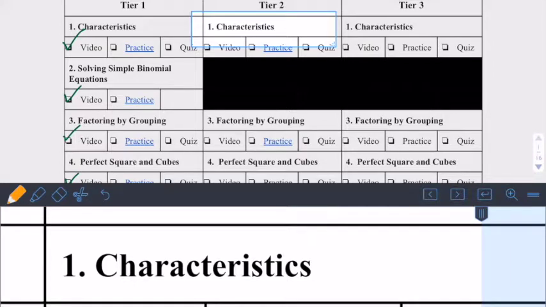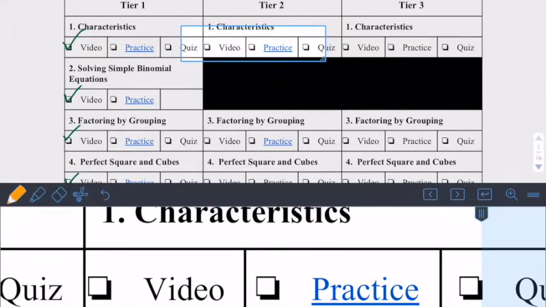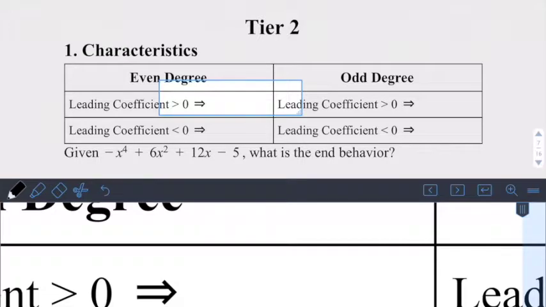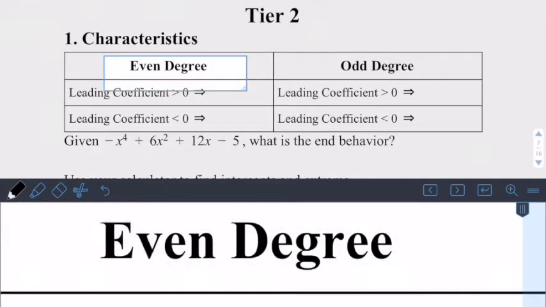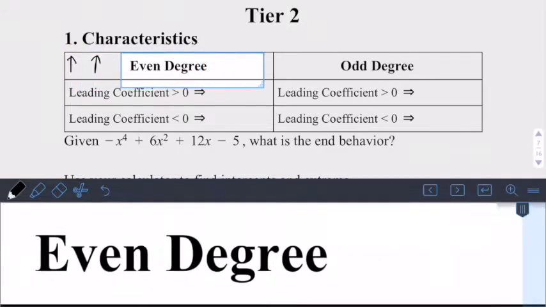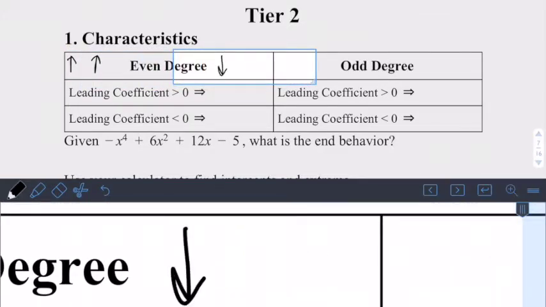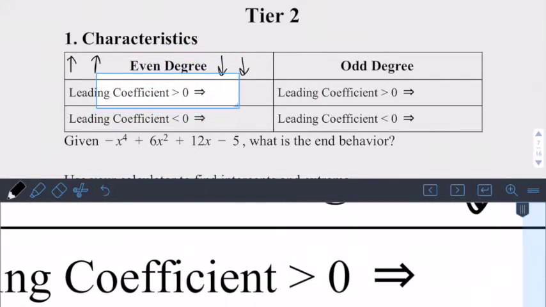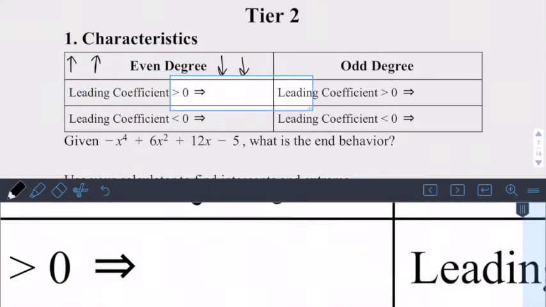This is Tier 2, Lesson 1, Characteristics. So in Tier 1, we learned that if it's even, you either have the end behavior where it goes up at both ends, or the end behavior where it goes down on both ends. So if the leading coefficient is positive, we get this situation where the end behavior is always going up.